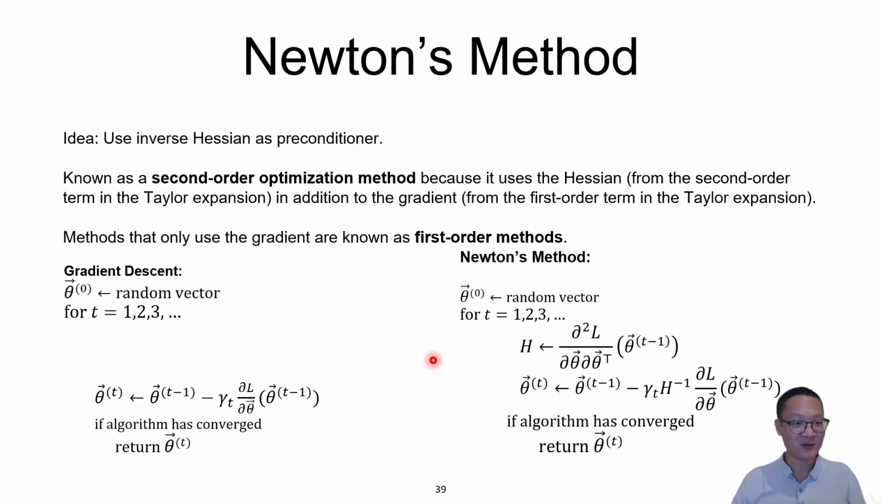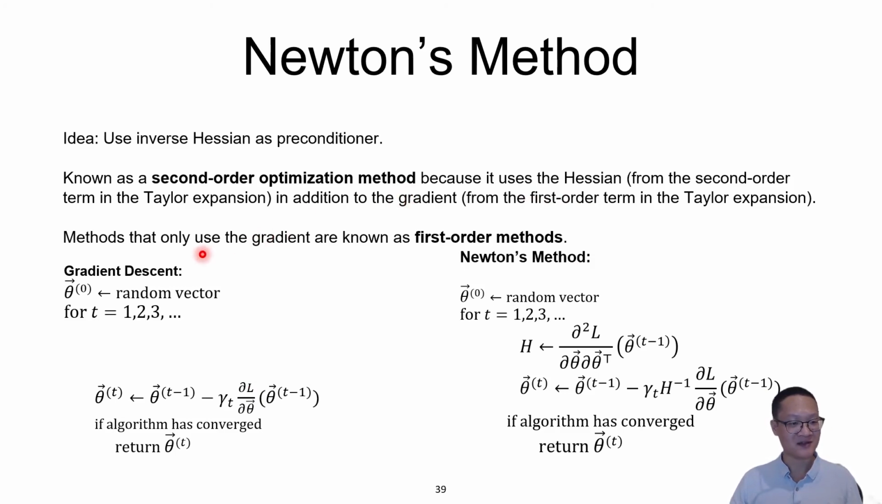So this is what Newton's method is doing. It's going to use the inverse Hessian as the preconditioner. Newton's method is known as a second order optimization method because it uses the Hessian. All the previous methods only use the gradient, which is a first order derivative. Newton's method uses the Hessian, which is a second order derivative, coming from the second order Taylor expansion. So it's a second order method.